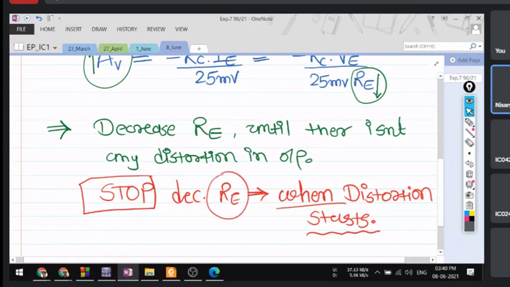For which value of RE? Up to which value can we decrease RE, below which we don't have to decrease it? Stop over there. So that is the goal of this experiment.